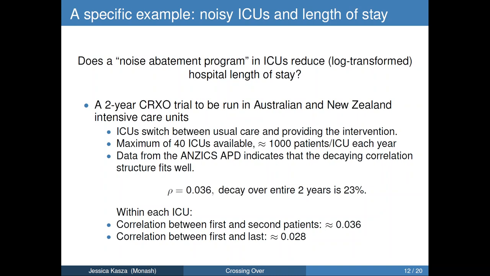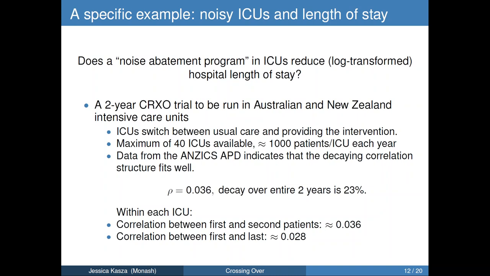So the idea being that if patients have more rest, ICUs are very noisy environments, lots of stuff is going on within the ICU, so patients aren't able to get perhaps particularly high quality rest. If patients can sleep more easily, will this reduce their length of stay? So given that this trial is to be run in Australia and New Zealand, we've got about 40 ICUs that could be available to help conduct this study. And within each of those ICUs, we expect to see about 1,000 patients a year. So within each of these 40 ICUs over the 2-year period, we would see 2,000 patients in total. And we assume that these patients arrive at a fairly constant rate into these ICUs.